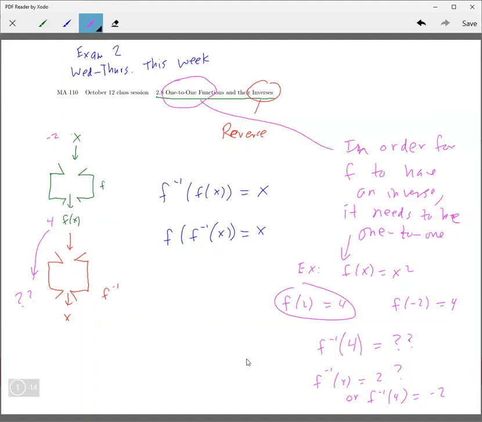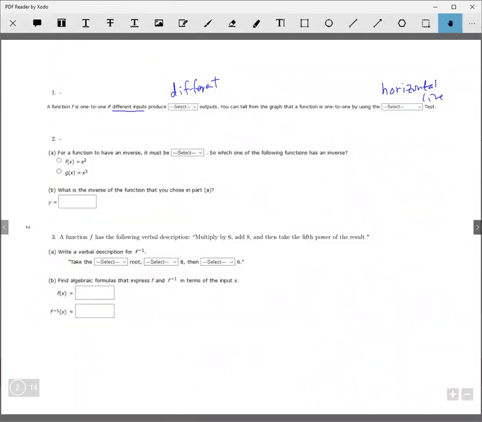As far as the horizontal line test, x squared looks like this, and here are those two values, and a horizontal line intersects both. So that violates the horizontal line test. Okay, let's move along to more exciting exercises.